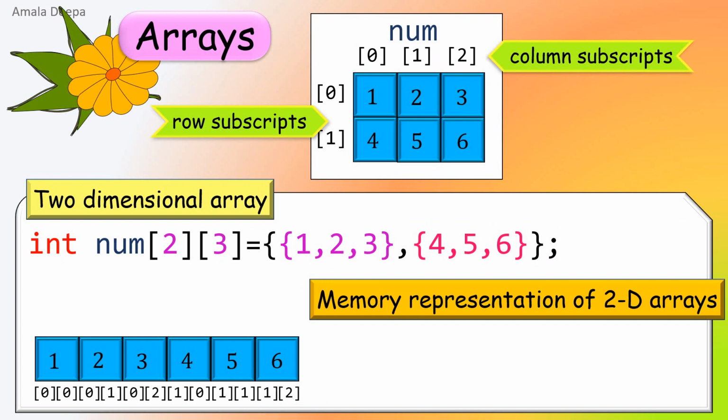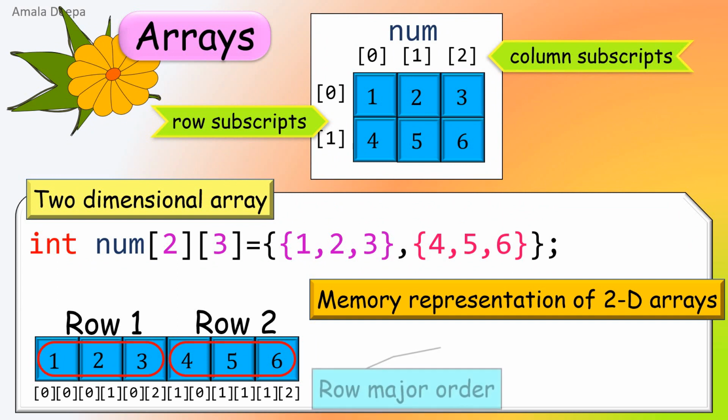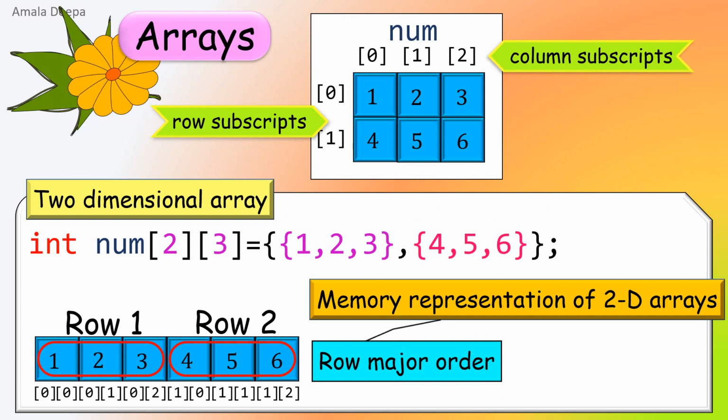In this representation, the elements are stored row by row. That is, 1, 2, 3 is the first row and 4, 5, 6 is the second row. This type of memory representation is called row major order. That is, the elements are stored row by row. Therefore, in row major order, the elements are stored row by row in continuous memory locations. That is, the first row and then the second row and so on.